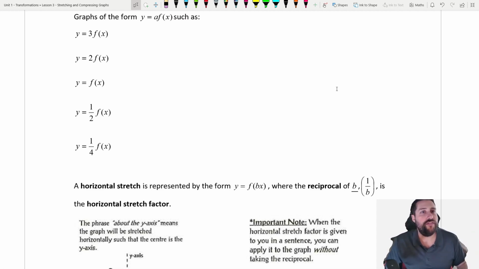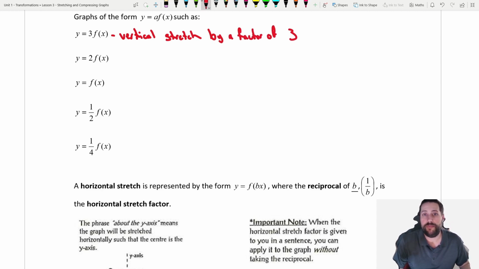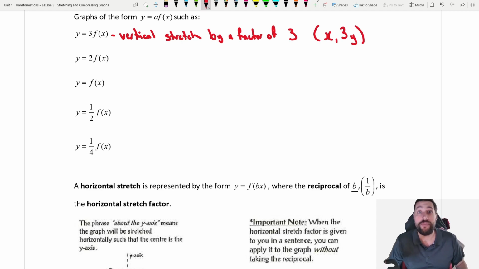Graphs of the form y = a f(x), such as the first one, y = 3 f(x). This means that there is going to be a vertical stretch by a factor of 3. Essentially, you're going to multiply all of your y values by 3.